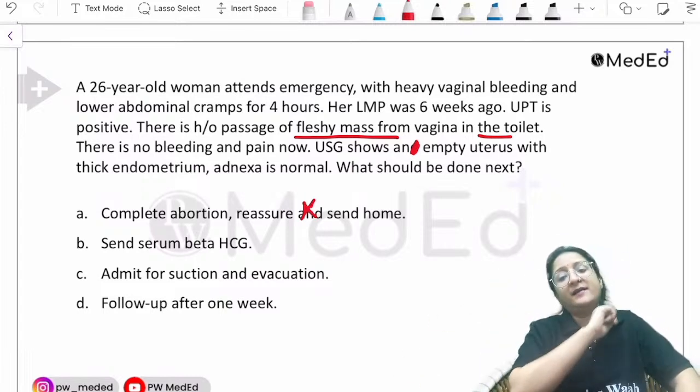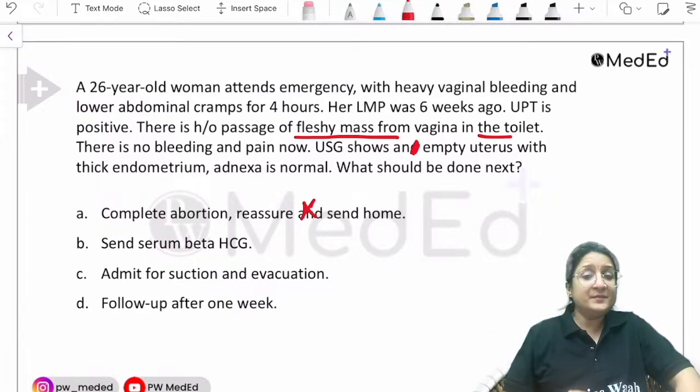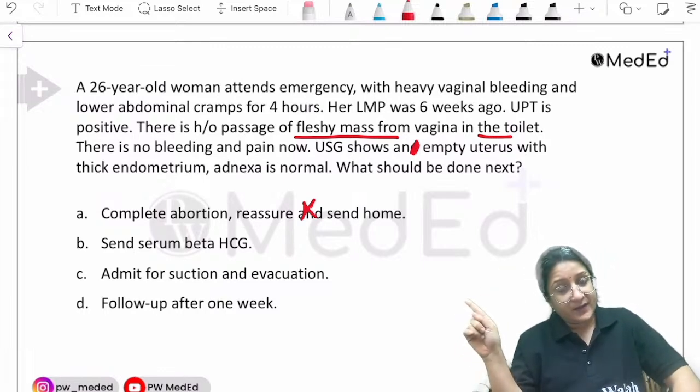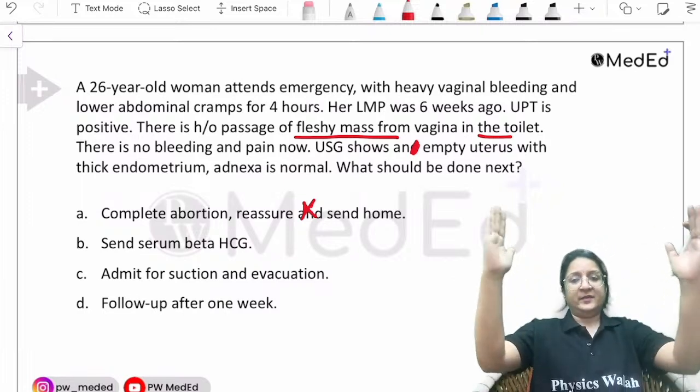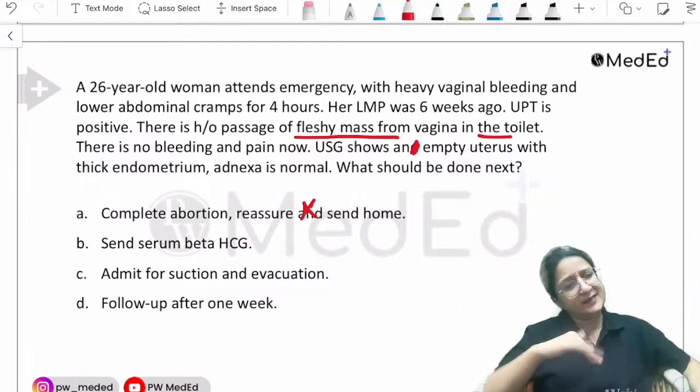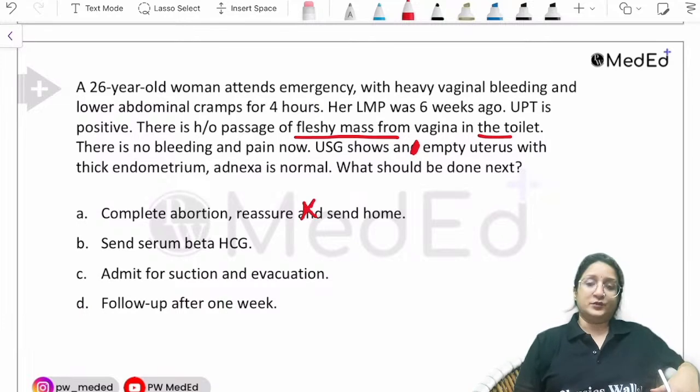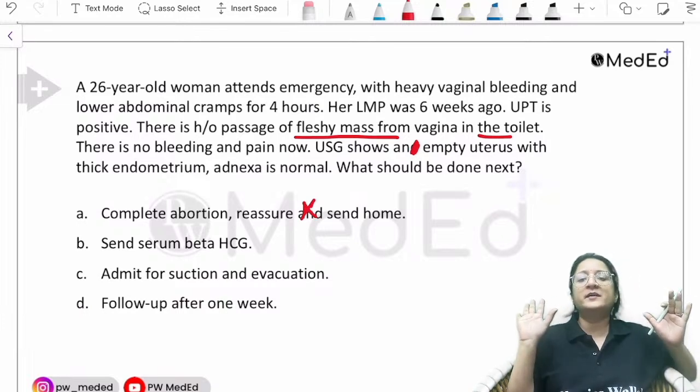Now you have done the scan. Now you are seeing the uterus is empty. It was there in the previous ultrasound report. Now it is not there. And in between, bleeding and fleshy mass passage happened. Then you can say it is incomplete abortion. For sure, then you can say it is incomplete abortion.